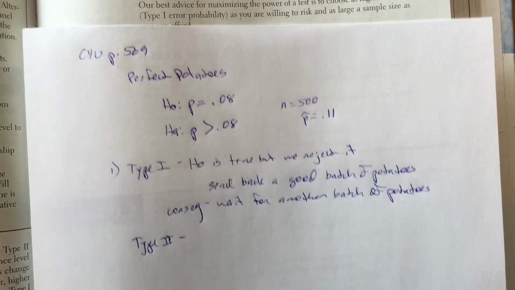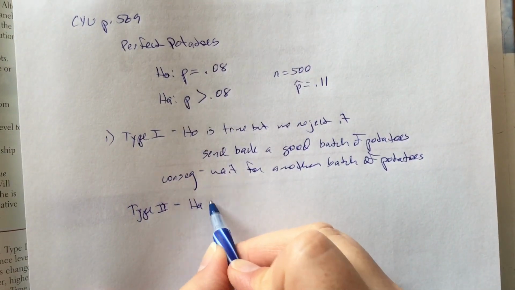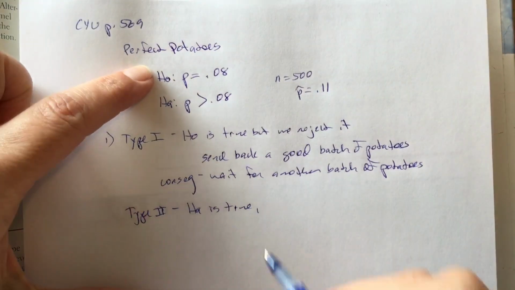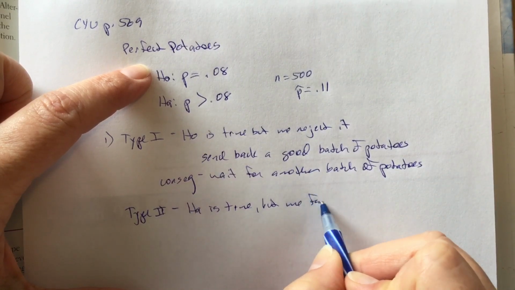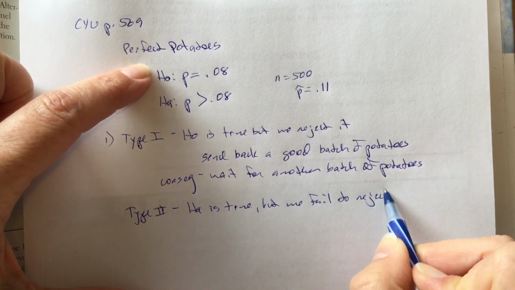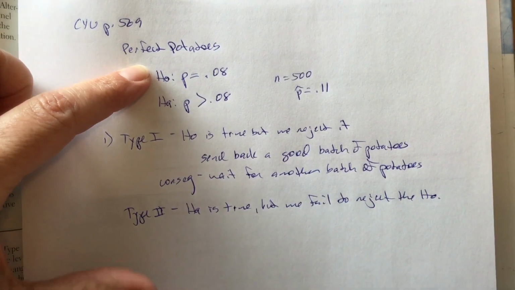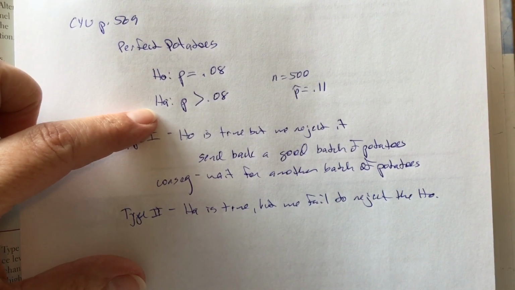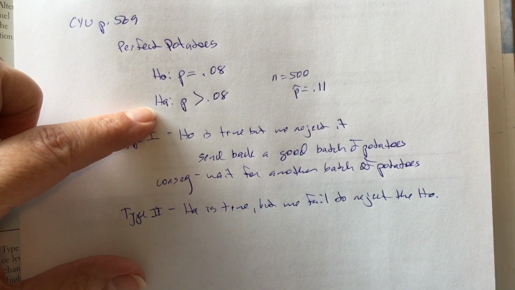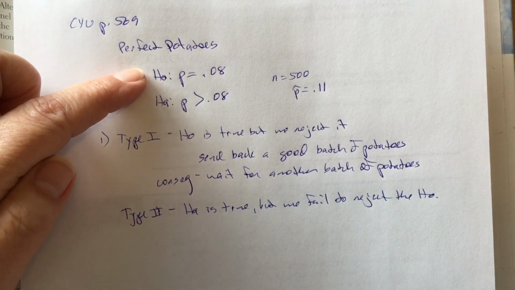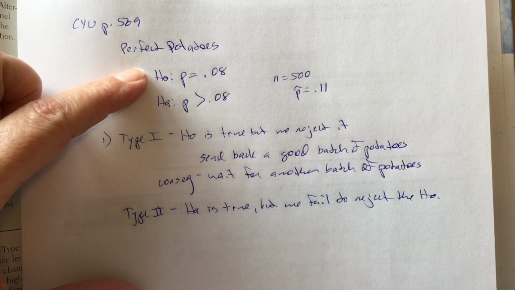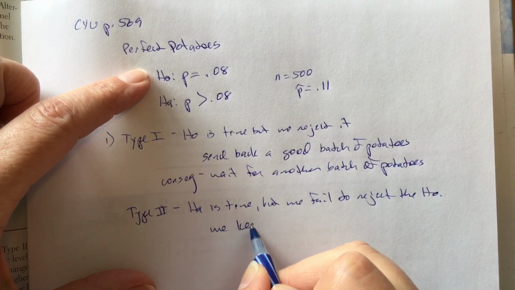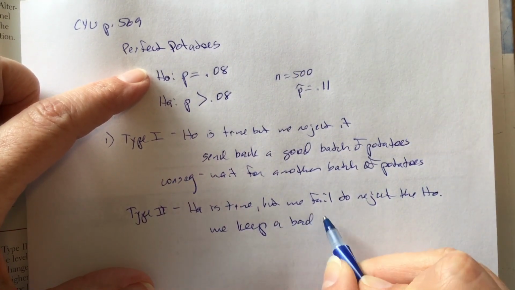Okay, let's do type 2 consequence. A type 2 error is when the Ha, or the alternative hypothesis, is true, but we fail to reject the H0. So in this case, our batch of potatoes is pretty bad. It's got too many blemishes. We don't want it, but we don't think it is bad. We mistakenly say it's okay. So basically we keep a batch of potatoes that has too many blemishes. We keep a bad batch.